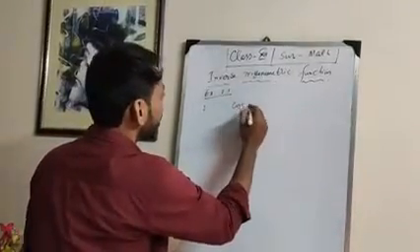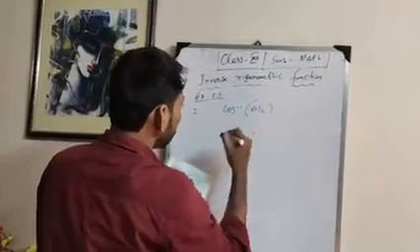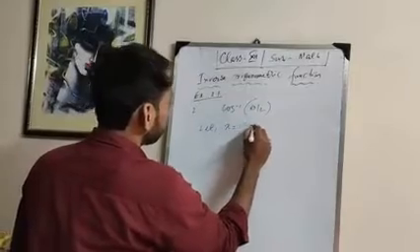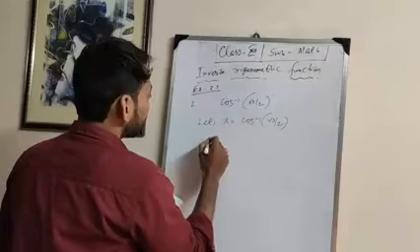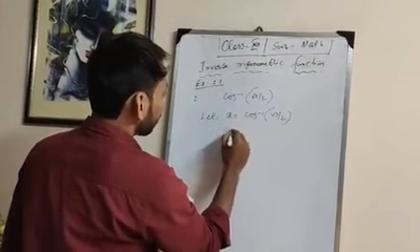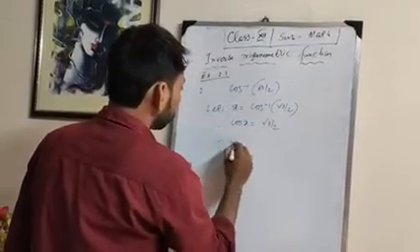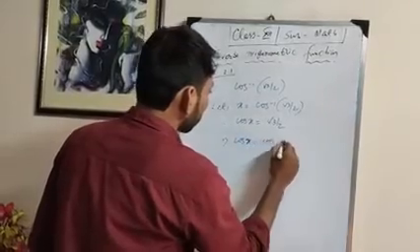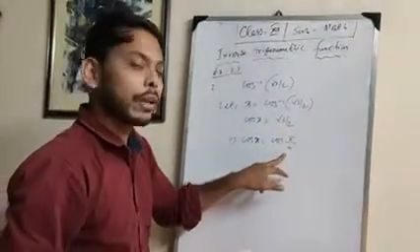The problem is cos inverse root 3 by 2. Now let x equals cos inverse root 3 by 2. That means cos x equals root 3 by 2. Then cos x equals cos pi by 6. You know that the value of root 3 by 2 means cos pi by 6.